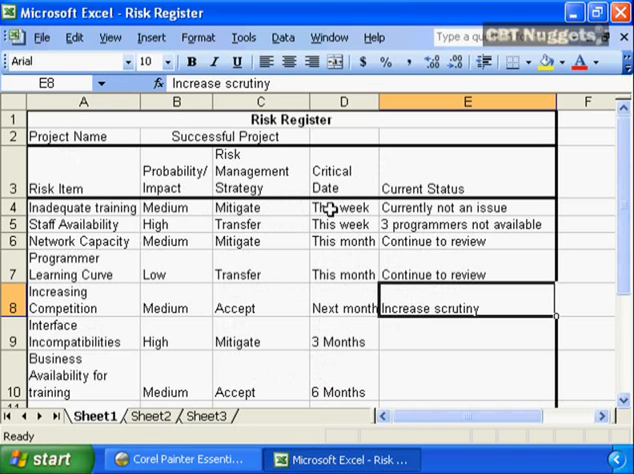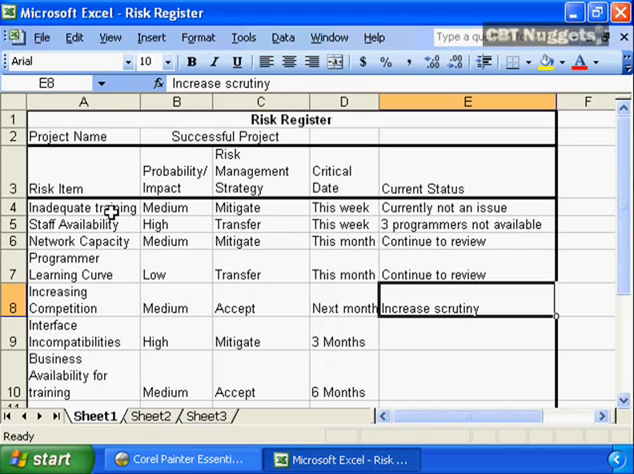Now I have sorted my risk register by critical date. I see that I have the events that are likely to occur, that need to be monitored immediately, at the top, and then as we go down the risk register, we're seeing the events are getting further and further out in our project timeline. So we need to focus on the top events in our risk register.